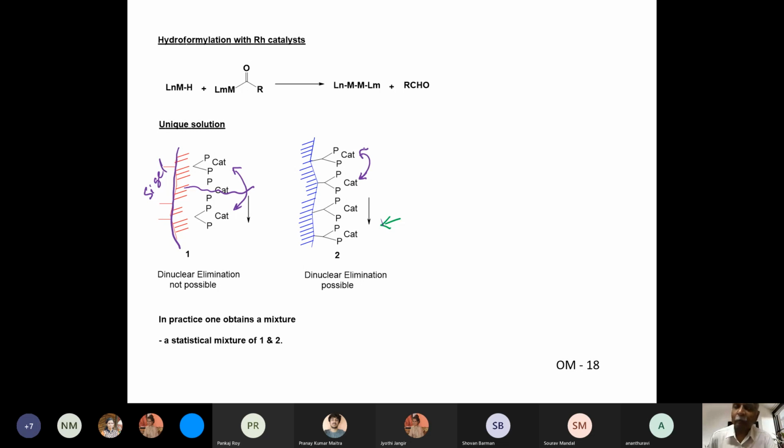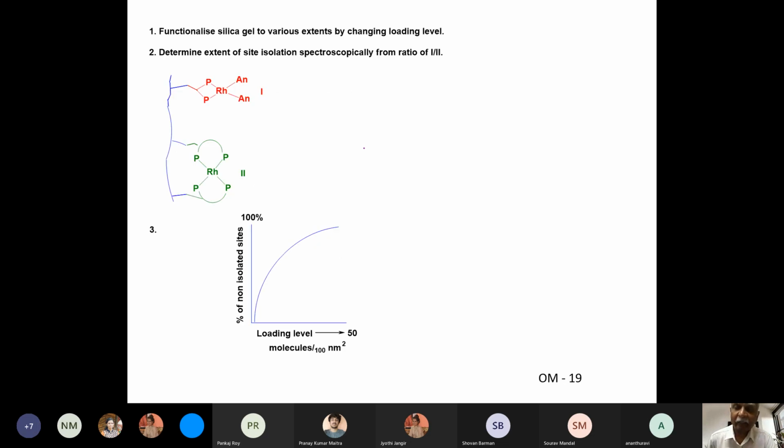So using this type of a trick, he did this reaction where he varied the loading level and the elimination. He could measure the number of non-isolated species using UV visible spectroscopy.